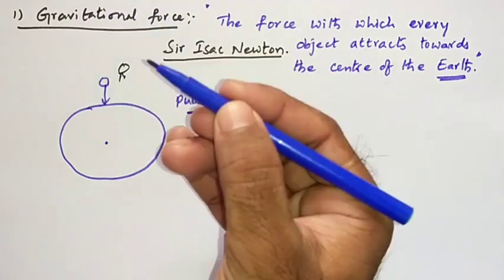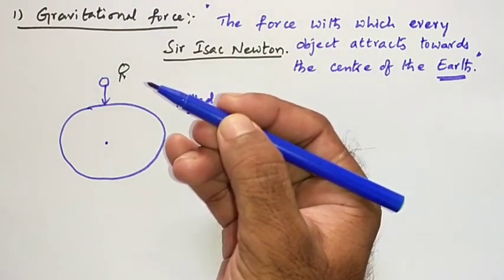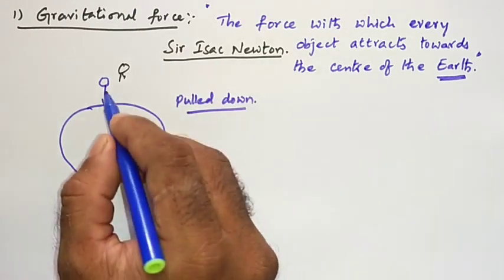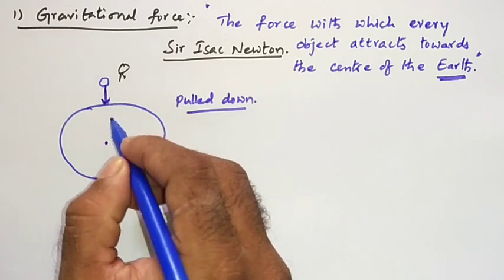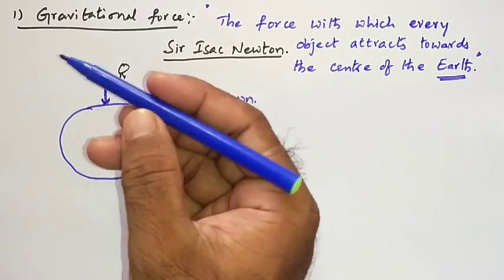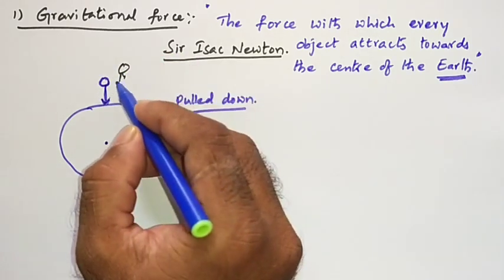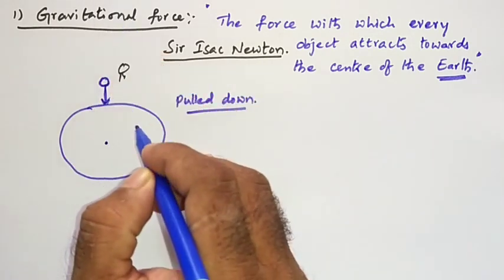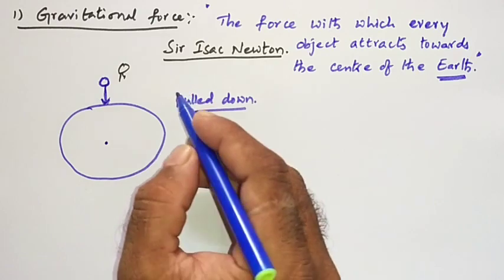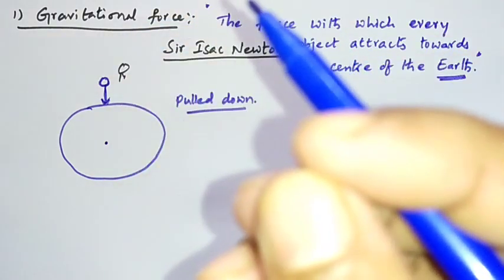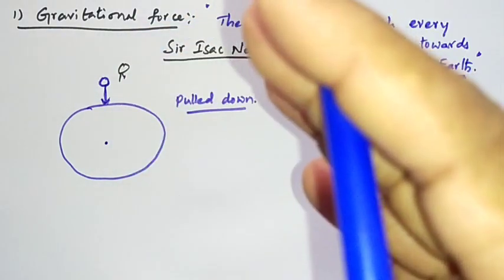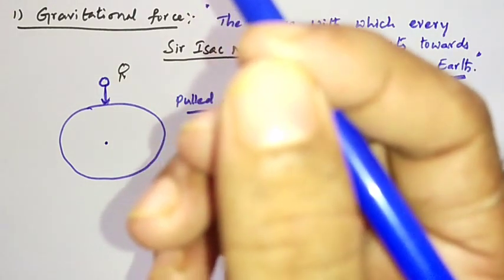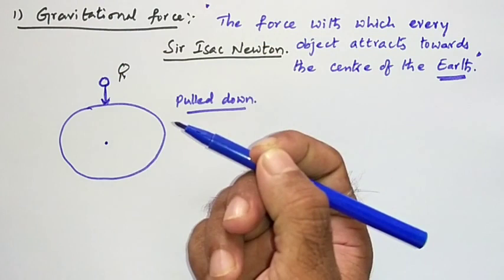Every object on the surface of the earth is pulled down towards the center of the earth. Who is pulling this object down? If a fruit or a leaf detaches from a tree, what happens? It falls on the surface of the earth. Or you take any stone, raise it to some height and drop it. It falls on the ground. That means that stone is pulled by the earth.